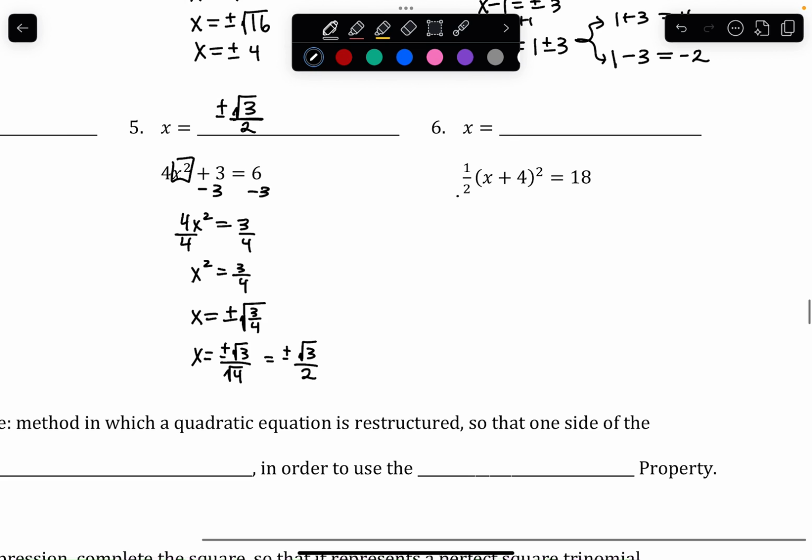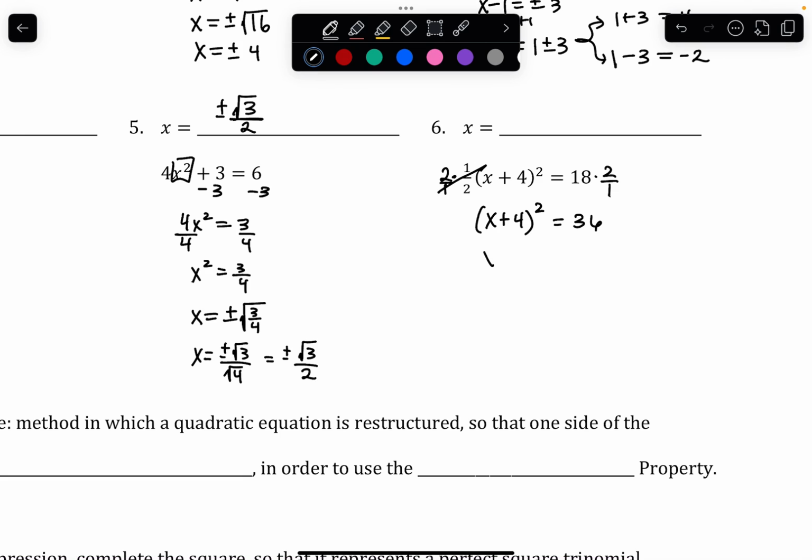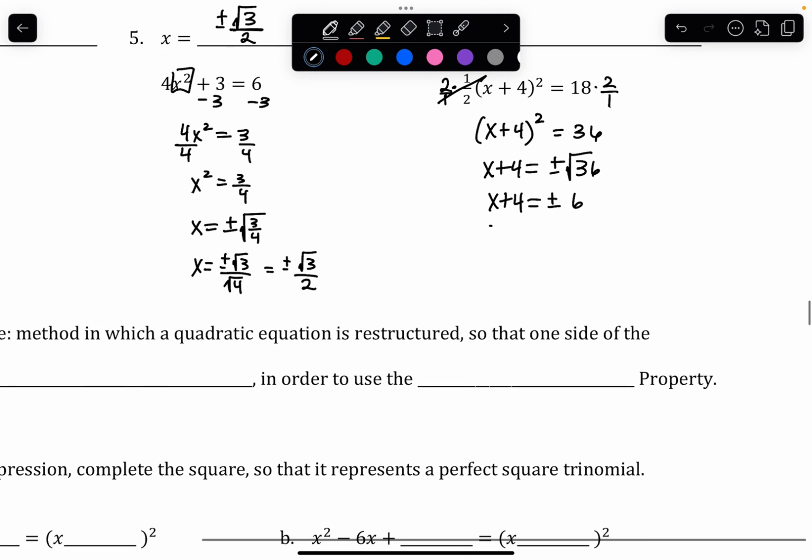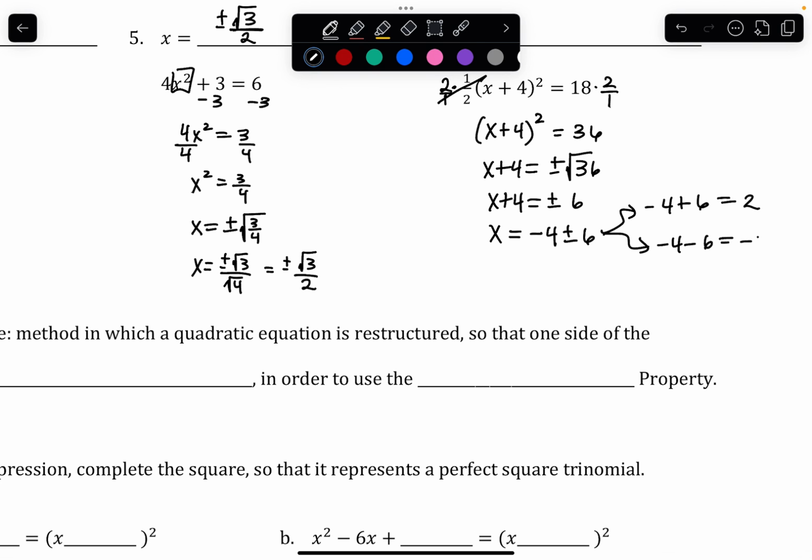Okay, here to get rid of 1/2, you could technically divide both sides by 1/2, but it's easier to multiply by the reciprocal to get rid of multiplying by a fraction. So we multiply both sides by 2. And then we are ready for our square root property. So x plus 4 equals positive negative 6. And then to move the 4, I like to just write it as the opposite sign on the other side of the equal sign, and then use my cases, negative 4 plus 6 or negative 4 minus 6. So we get 2 and negative 10.